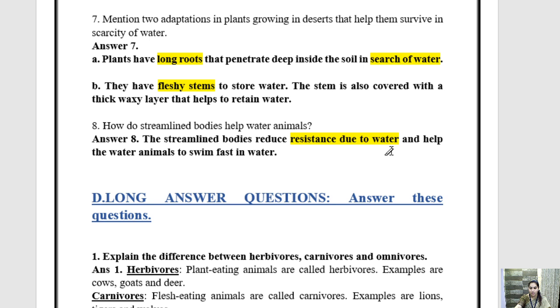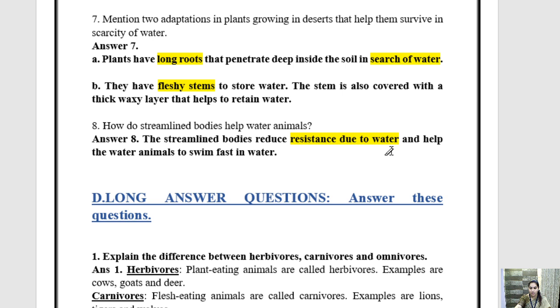So I hope you have understood these short answer questions. If not, please do ask in the group, children, so that you can learn and understand it better. Okay. Now moving towards the long answer questions. So these are the long answer questions. Let's see. Question number 1.